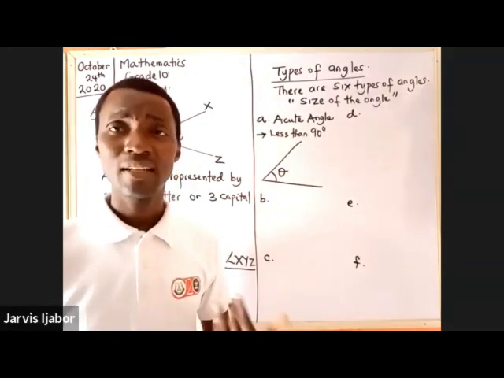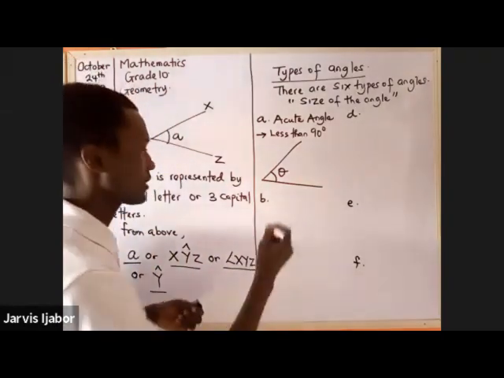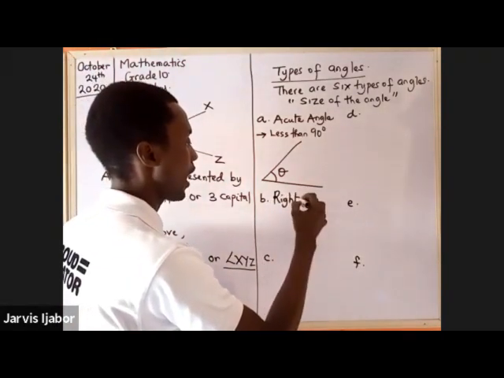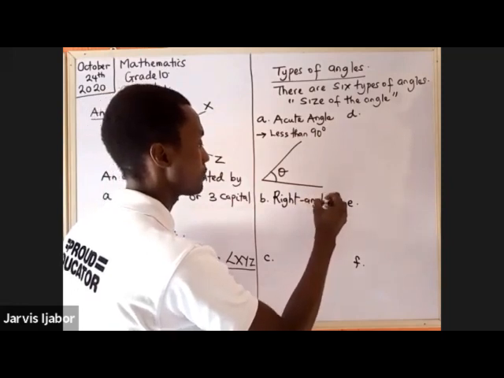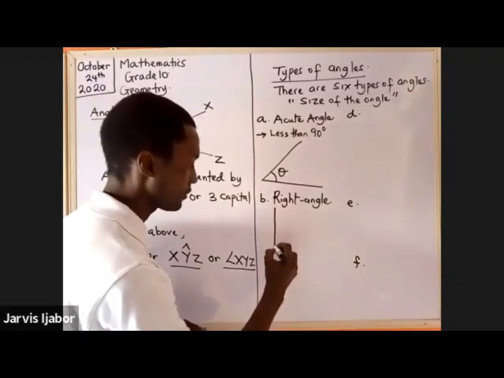Now, the big question students will ask is, Uncle, you're telling us that an angle is less than 90 degrees, so what does 90 degrees look like? So the second one we'll talk about is the right angle. How does a right angle look, or what does a right angle look like?